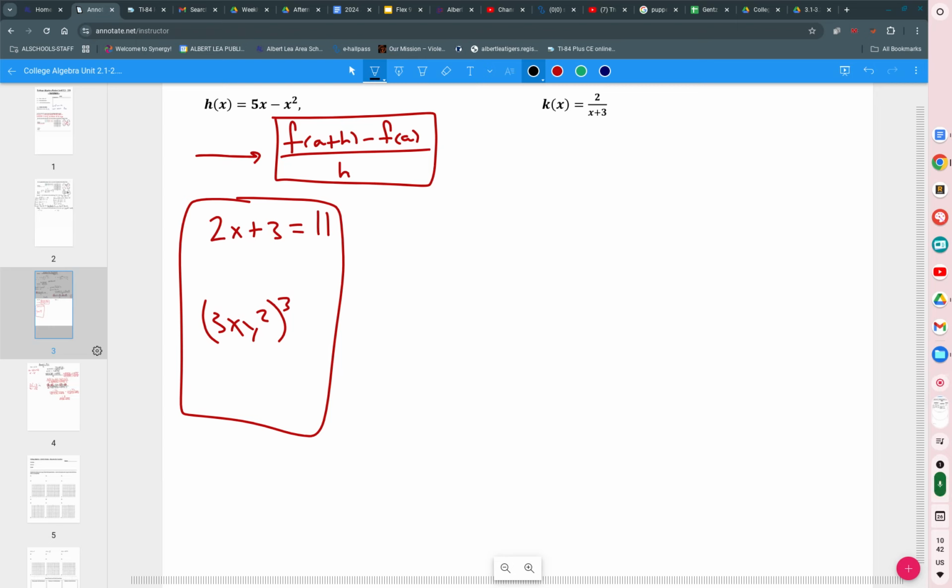minus f of a over h. And below it, I just wrote two problems. You don't have to write these down, but I just want to reiterate that you already know how to solve these. You know how to subtract 3 and divide by 2 to get x is 4. I get that. You know how to cube this to get 27, x cubed, y is 6.